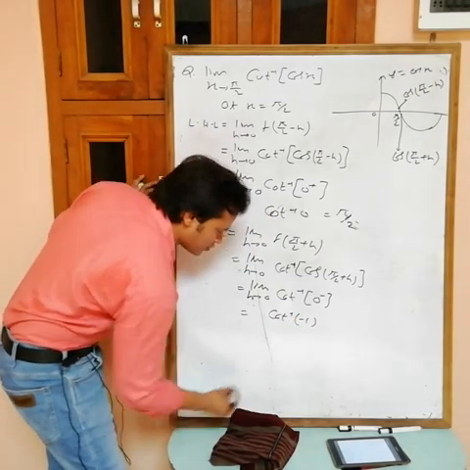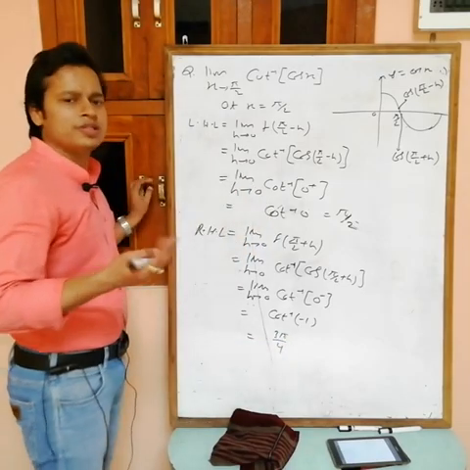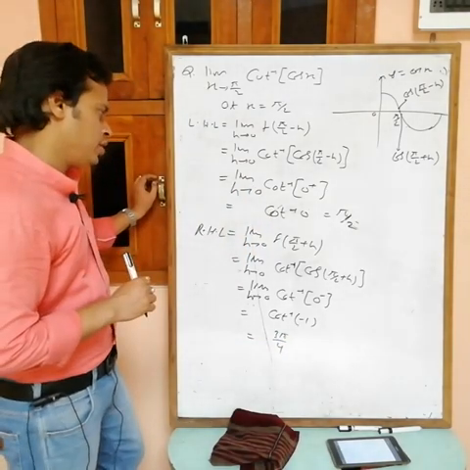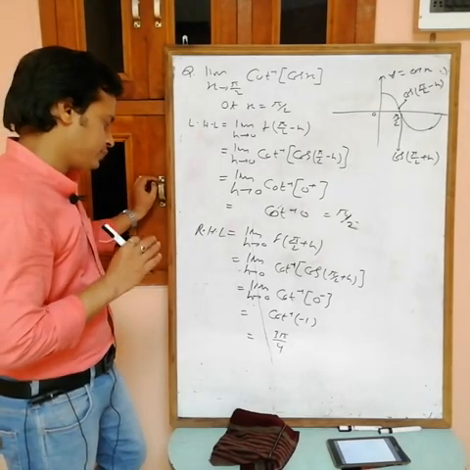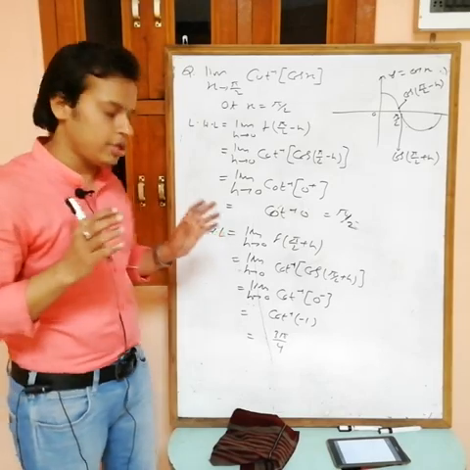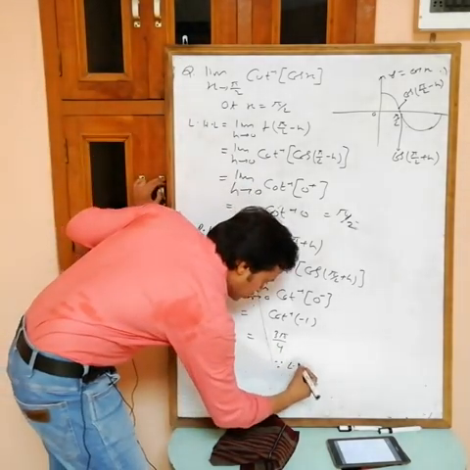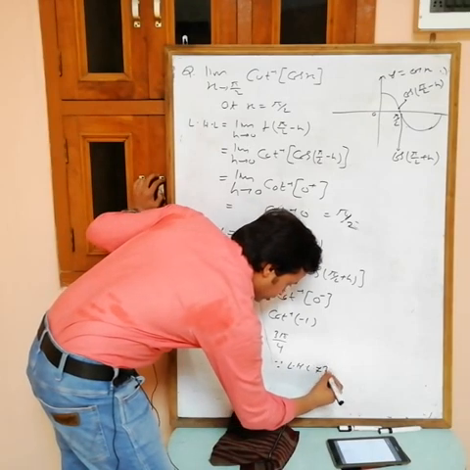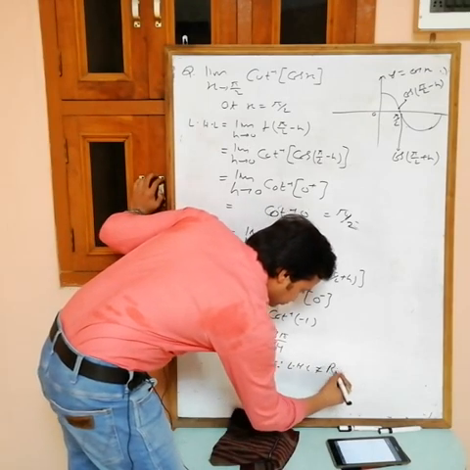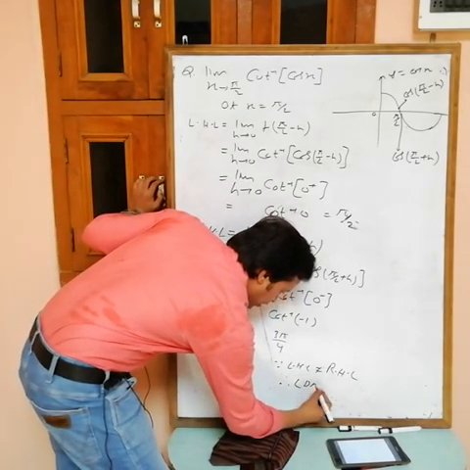Now can you find the value of cot inverse of minus 1? Yes, 3 pi by 4, since cot 3 pi by 4 is equal to minus 1. Simple, right? So LHL and RHL are both finite, but they are not equal. LHL is not equal to RHL, therefore the limit does not exist.